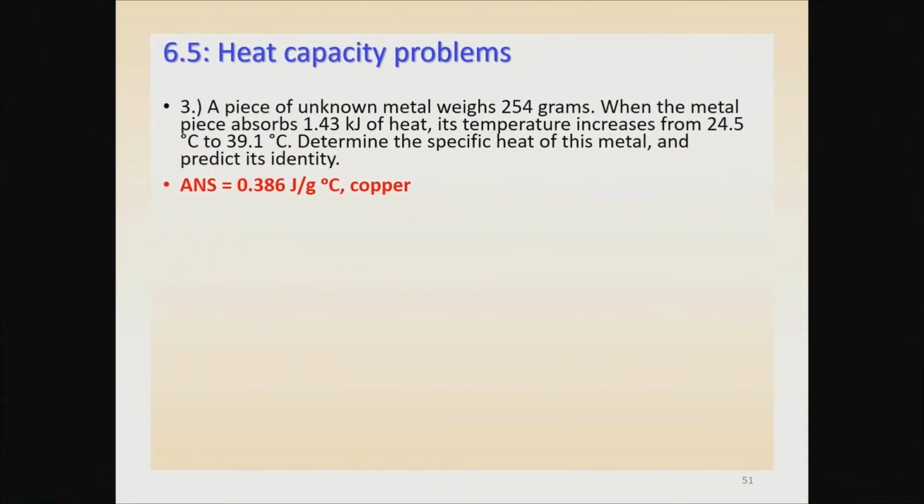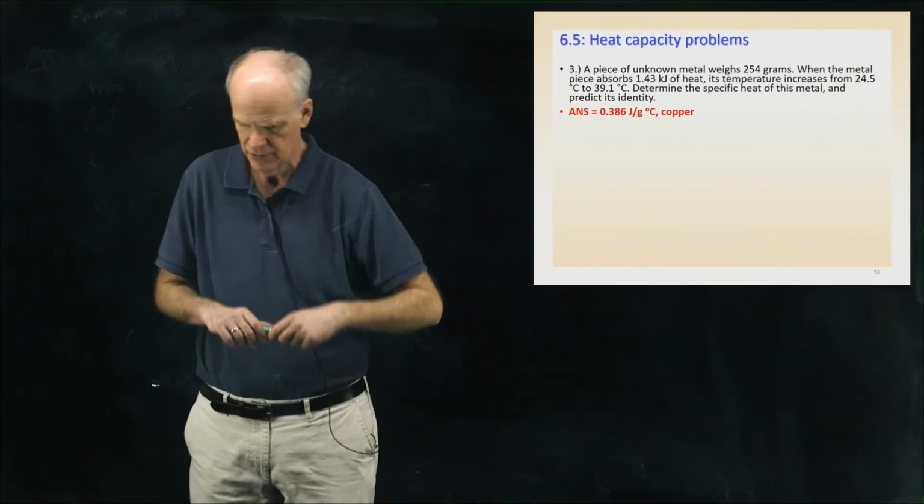A piece of unknown metal weighs 254 grams. When the metal piece absorbs 1.43 kilojoules of heat, its temperature increases from 24 degrees Celsius to 39.1 degrees Celsius. Determine the specific heat of this metal and predict its identity. So let's go ahead and try solving this problem.